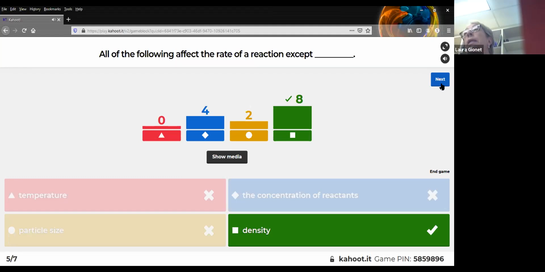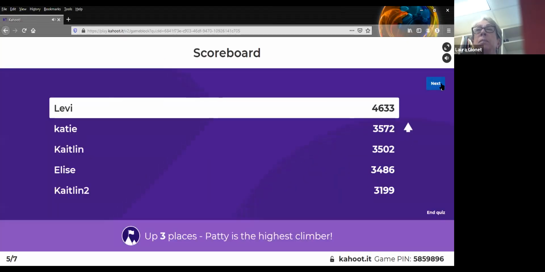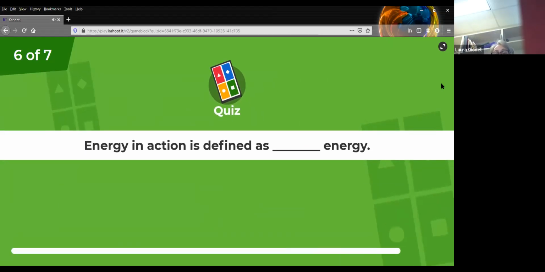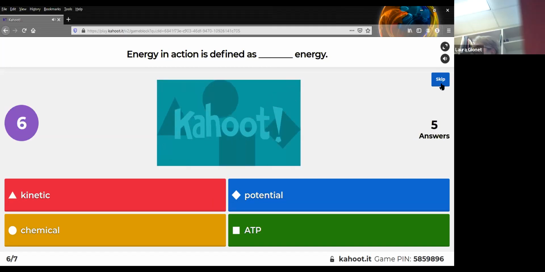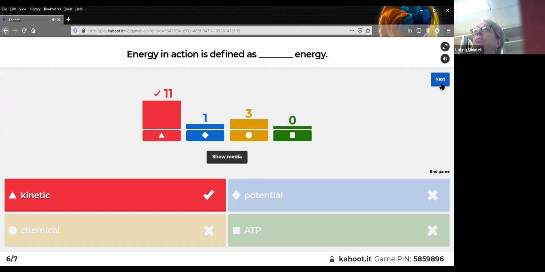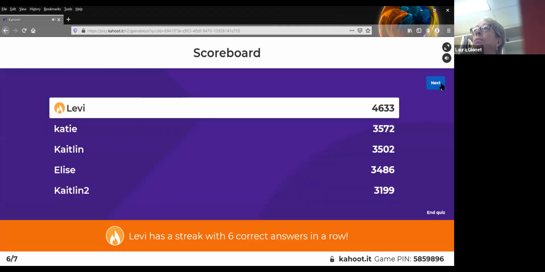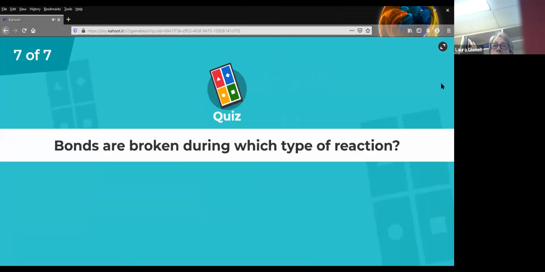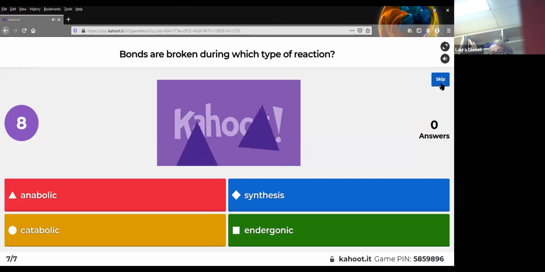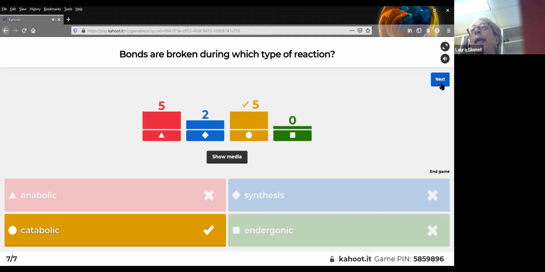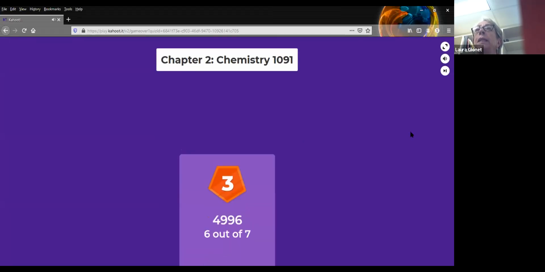Good. Density. Mass has somewhat to do with it, but density is not mass. Good, good. Stored energy is potential energy. Good. Catabolic. Anabolic means to bring together, so we would be creating bonds. All right, very good. Let's see who's the winner. I think it's Levi.